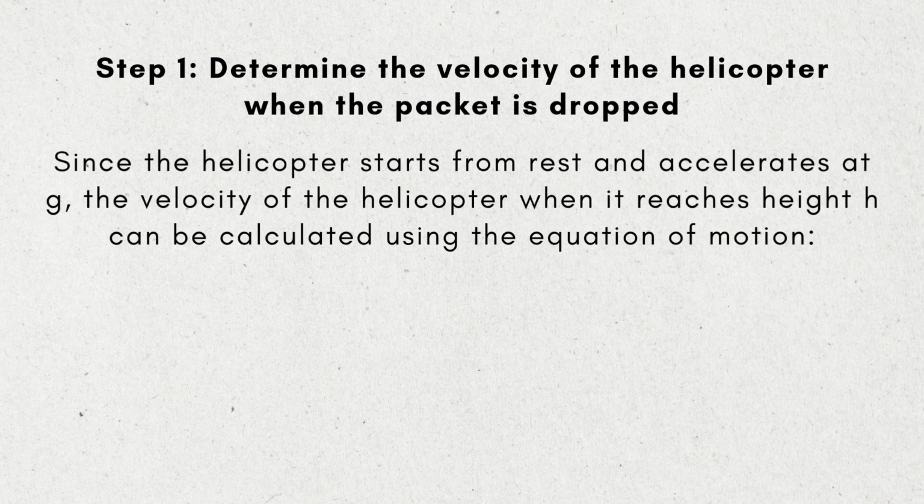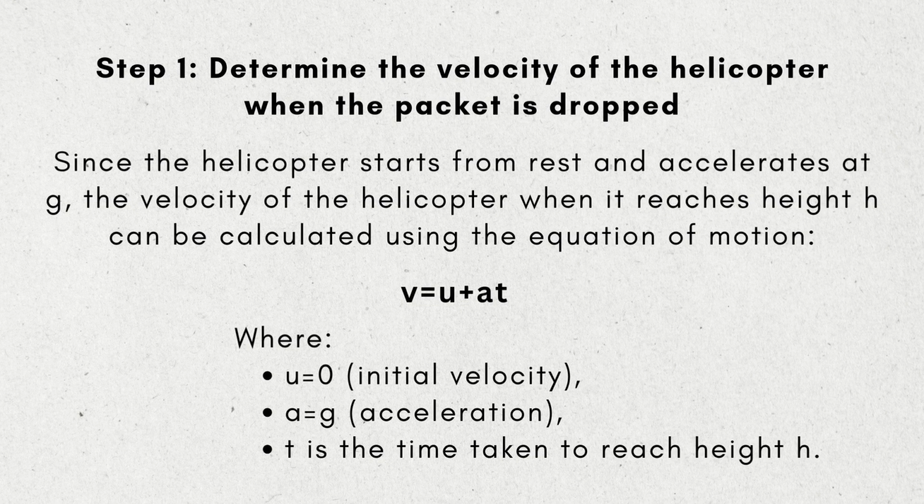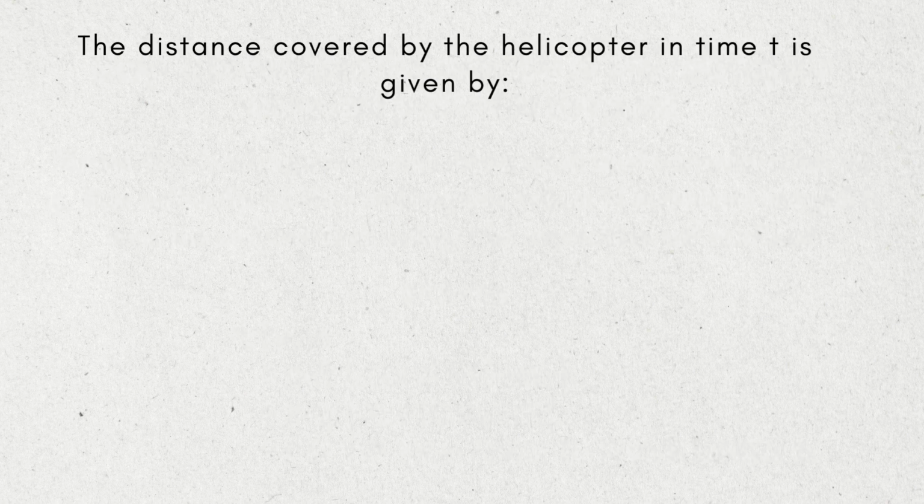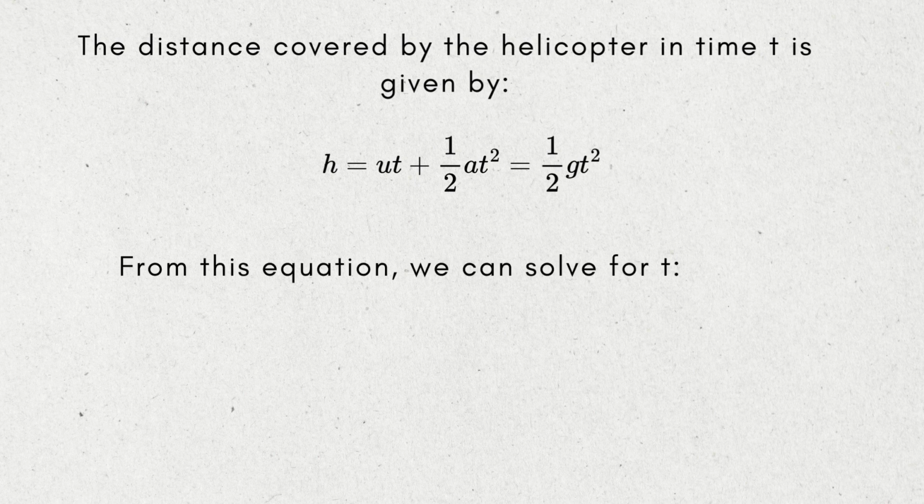Since the helicopter starts from rest and accelerates at g, the velocity of the helicopter when it reaches height h can be calculated using the equation of motion, v = u + at, where u = 0 is the initial velocity, a = g is the acceleration, and t is the time taken to reach height h. The distance covered by the helicopter in time t is given by h = ut + (1/2)at². Here h = (1/2)gt². From this equation, we can solve for t. t = square root of 2h/g.